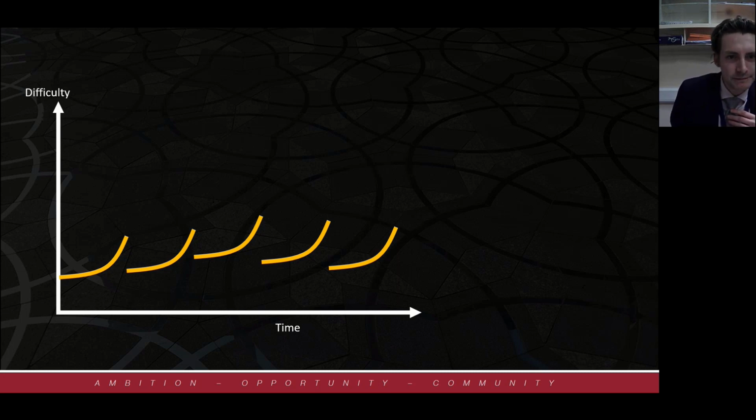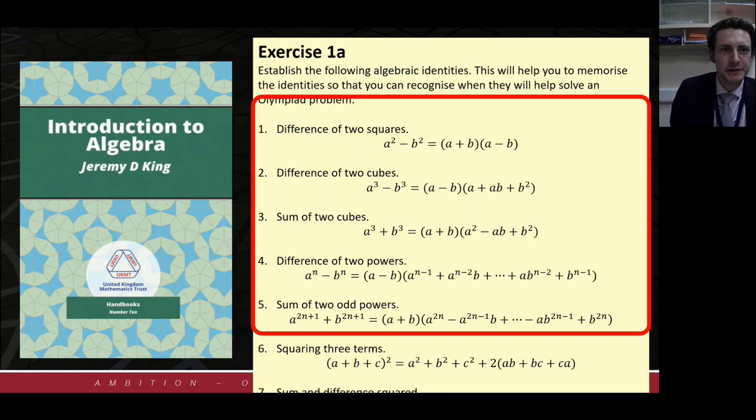OK, so that's the idea. How is this talk going to be structured? Well, I've taken my inspiration from this excellent UK Maths Trust book. I got in contact with Dr. King to find out whether he thought this was a good idea. He has nothing to do with the talk. All the mistakes are going to be mine.